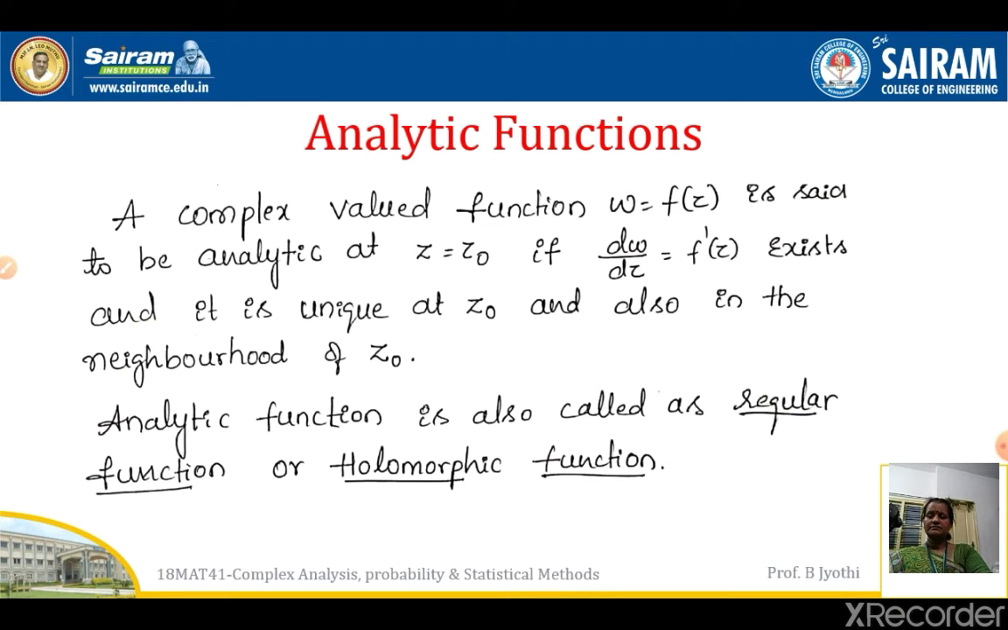Analytic functions. A complex valued function w equals f of z is said to be analytic at z equals z0 if dw by dz, that is f dash of z, exists and it is unique at z0 and also in the neighborhood of z0. Analytic function is also called a regular function or holomorphic function.